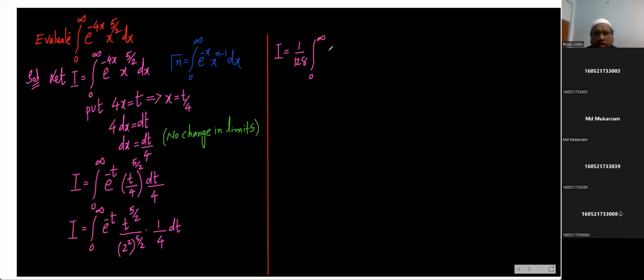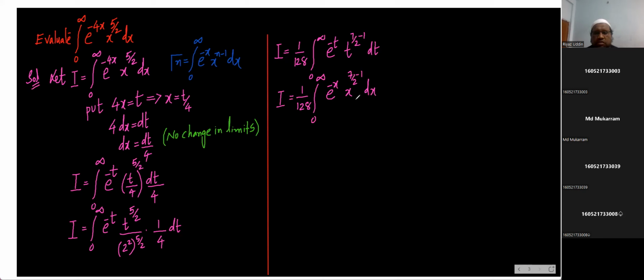0 to infinity, e power minus t and t power 5 by 2 now. Can we write 7 by 2 minus 1? It's 5 by 2 only. So 1 by 128 times the integral from 0 to infinity. Let us change the variable, t with x: e power minus x, x power 7 by 2 minus 1, into dx.